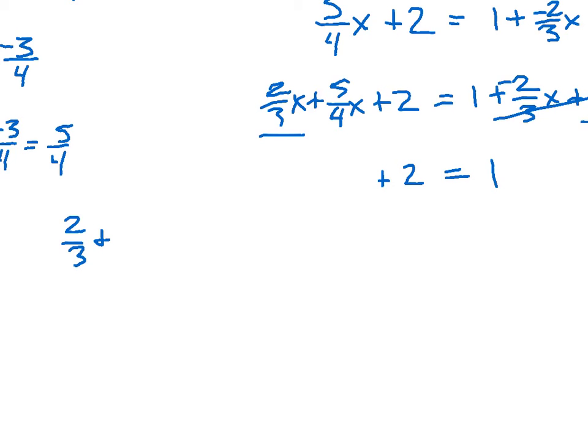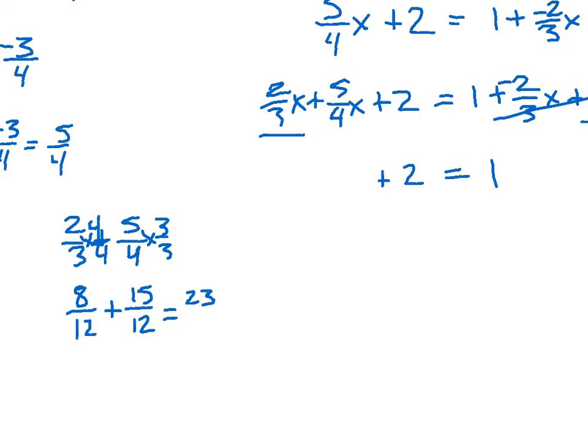2/3 plus 5/4. Common denominators gives me 8 over 12 plus 15 over 12 gives me 23/12 x plus 1 is equal to 1. Questions?